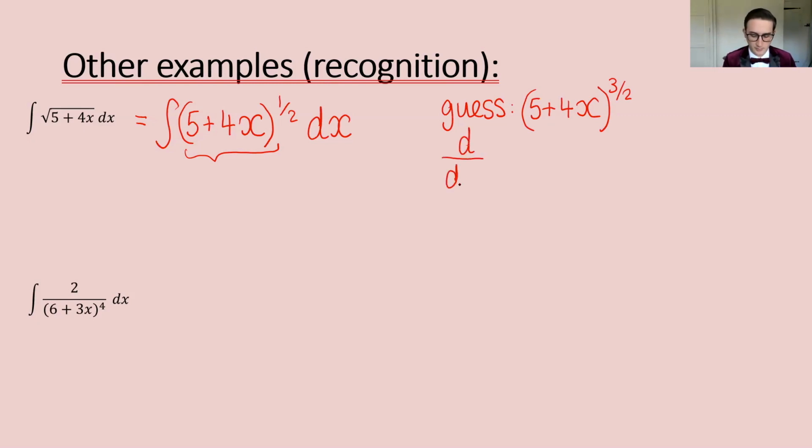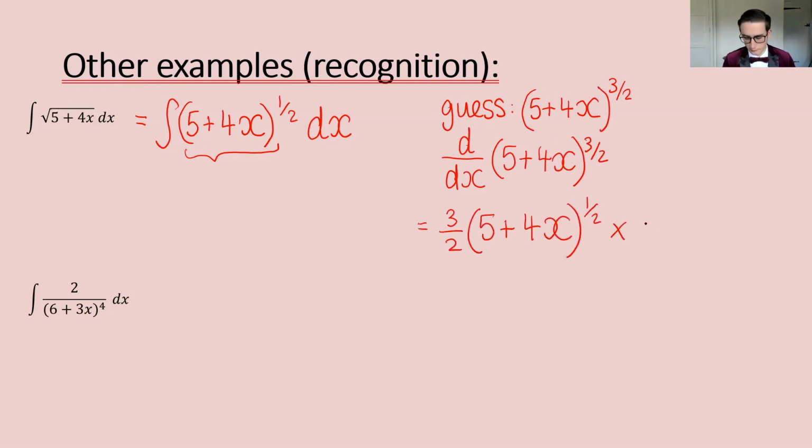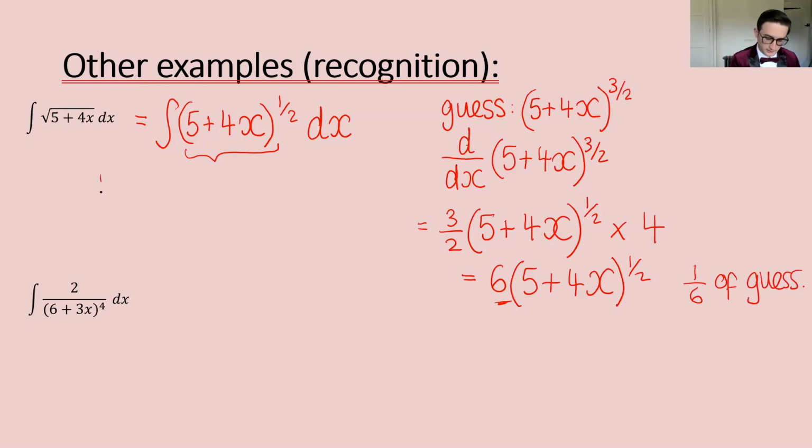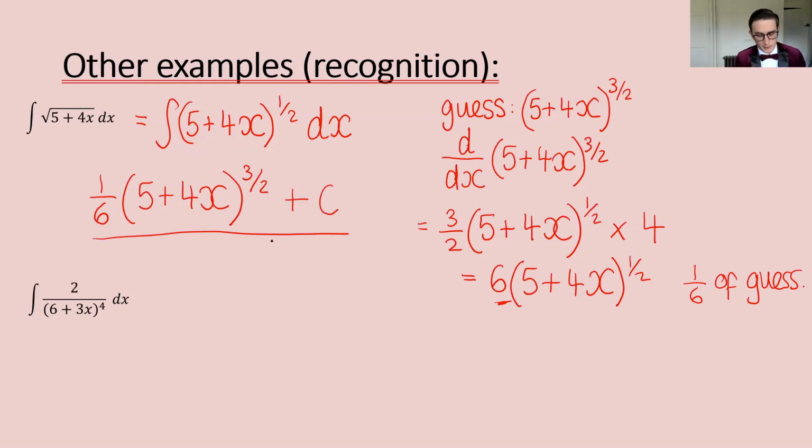So let's differentiate my guess. So again, this is chain rule, and it would give us times by the derivative of the inside with respect to x, which is 4. So it would give me 12 over 2, which is 6, which is nearly what I want. It's just 6 times 2 big. So what I'm going to do is a sixth of my guess. So my answer will be a sixth, 5 plus 4x to the 3 over 2, because that was my guess, but it came out 6 times too big, plus c. Okay, and remember, don't forget you can always actually differentiate it and check it does get you there.